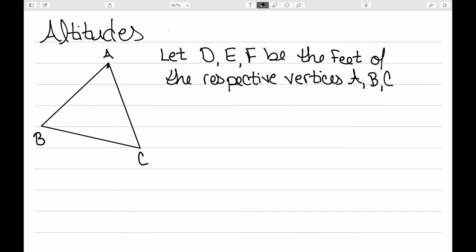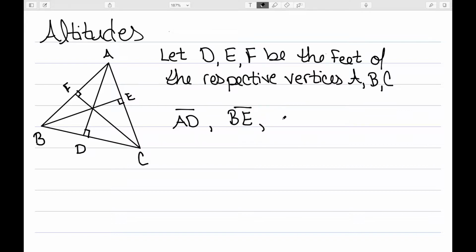So I'm going to draw perpendiculars from A to side BC. That would give me point D. From B to side AC, that would give me E. These are all perpendicular. And then the perpendicular from C to side AB, and this would give me point F. So now my altitudes are these segments, AD, BE, and CF.